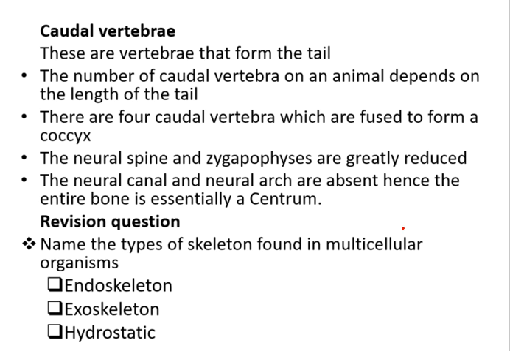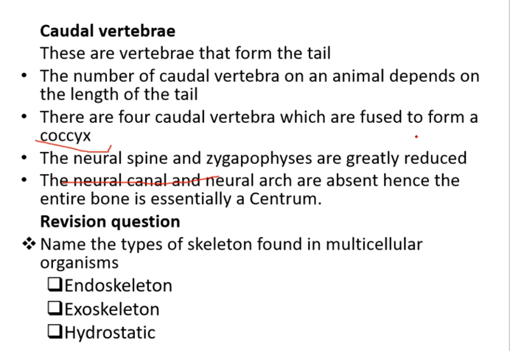Then caudal vertebrae, that is the last vertebrae in human beings, it forms the tail. And the number of caudal vertebrae in an animal depends on the length of the tail. It means the longer the tail, the more the number of caudal vertebrae. In human beings, we have 4 caudal vertebrae, which are fused to form the coccyx. The neural spine and zygapophyses are greatly reduced, and the neural canal and neural arch are absent. Hence, the entire bone is essentially a centrum.